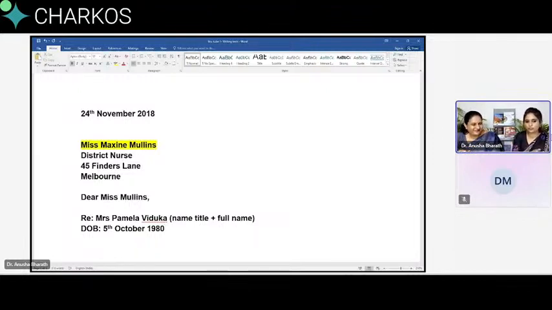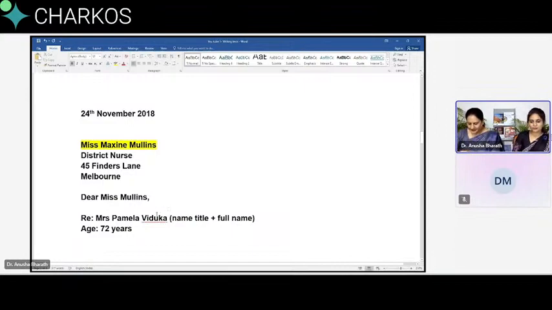So if the date of birth is not given, you're writing the age. Let's look at what we did before. Age is given for Mrs. Pamela Viduka. So she is 72 years old. This is what we call the block from the date to the date of birth, right? Now, it is very important because we are going to begin writing paragraphs, the body of the letter.